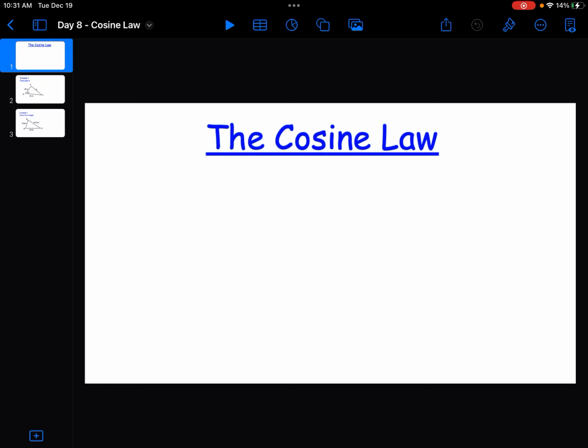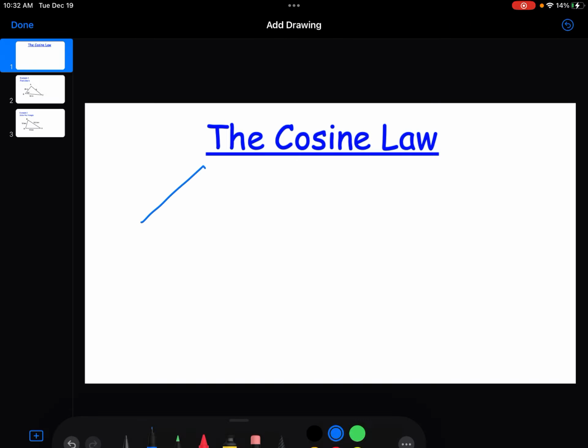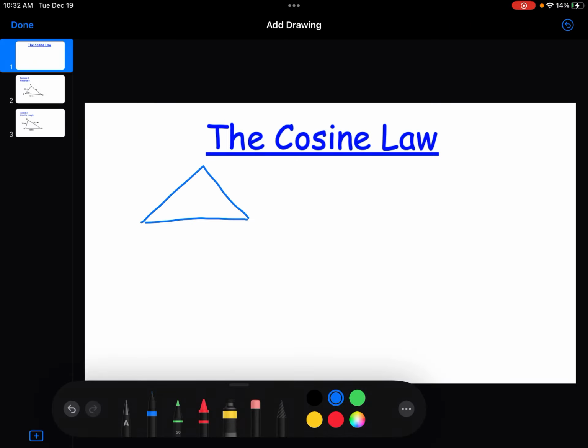When we're dealing with right angle triangles, we always use SOHCAHTOA. When we're dealing with non-right angle triangles, if they have a complete ratio, we can use the sine law. But if they don't have a complete ratio, if it's something like this, where we're given, say, 10, 30, and 12, we call this side angle side.